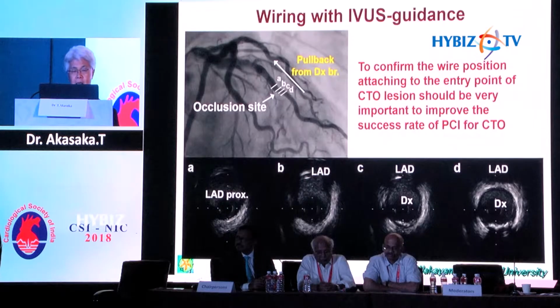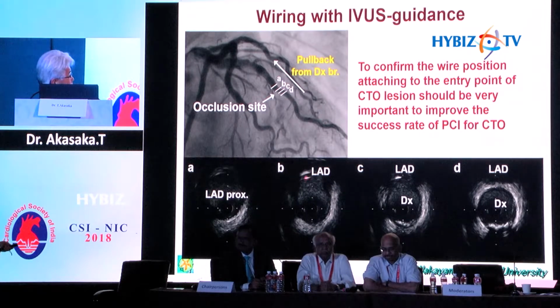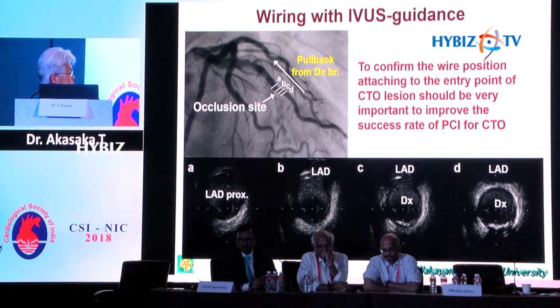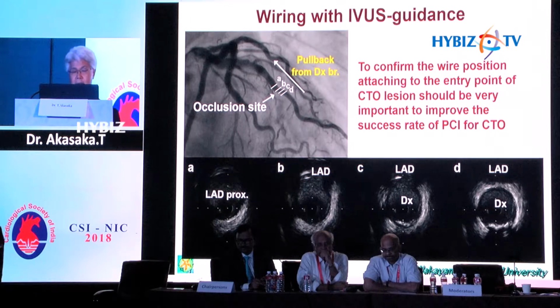So using the IVUS, we can identify the position of the wire. In B, you can identify the wire position, and then C demonstrates the LAD, where you can also identify the wire position. We can confirm the position of the wire by using IVUS. So we identify the true wire position by using IVUS-guided CTO treatment.